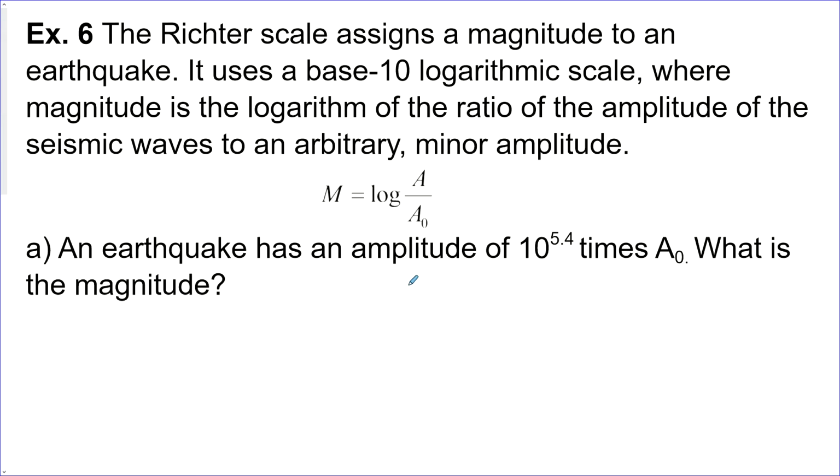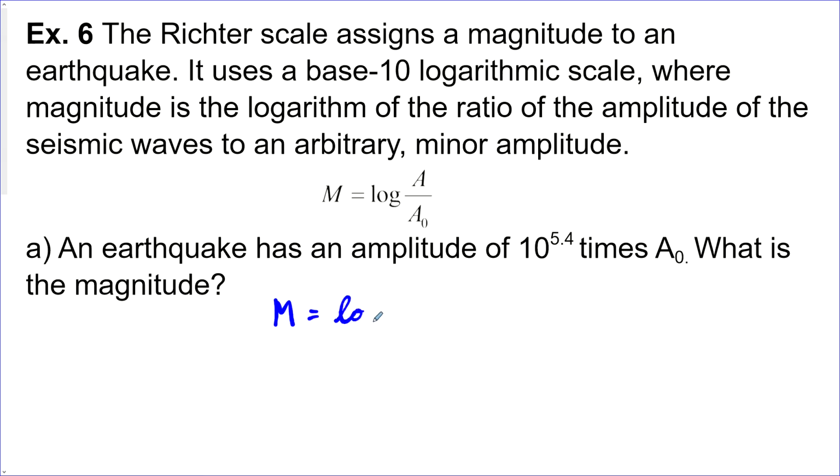The Richter scale assigns a magnitude to an earthquake, and it uses a base 10 logarithmic scale, where the magnitude, m here, is the log base 10 of the amplitude of this earthquake divided by an arbitrary minor amplitude, which we'll call A0 here. An earthquake has an amplitude of 10 to the power of 5.4 times A0. What is the magnitude? So our magnitude is m, so that's what we're trying to find.